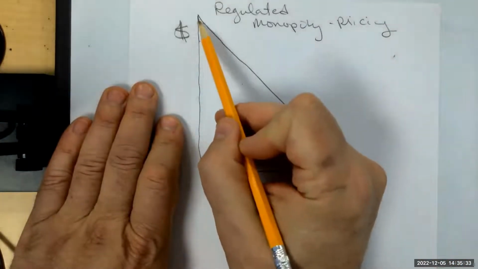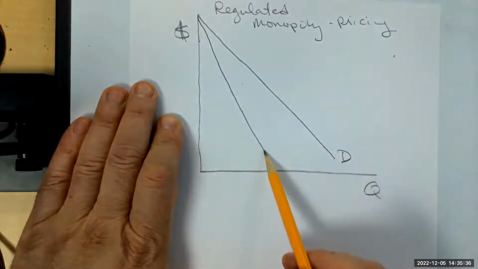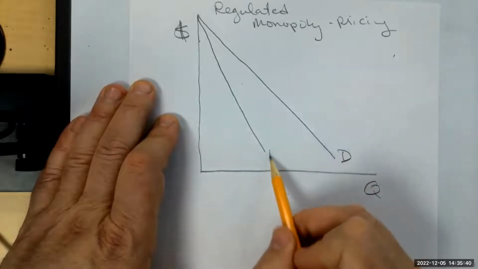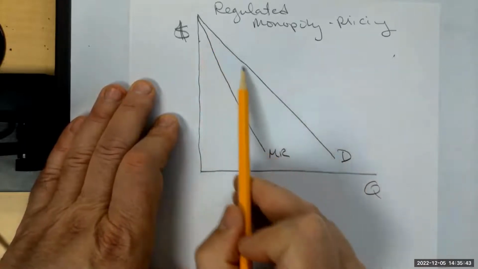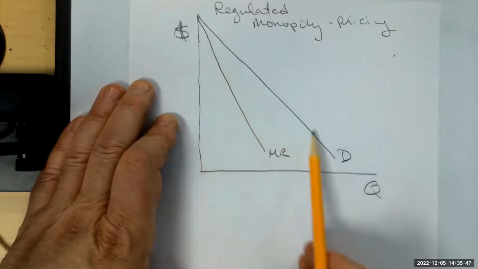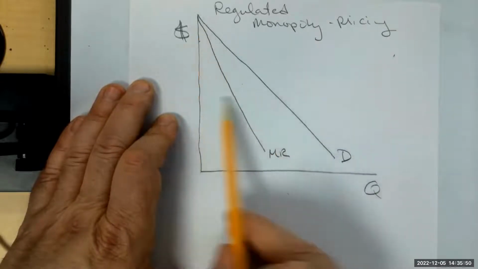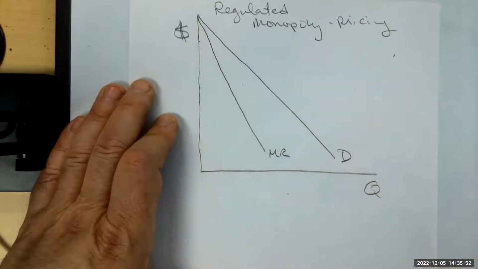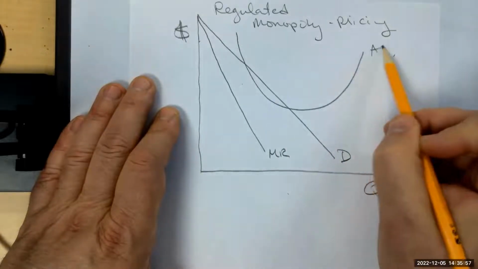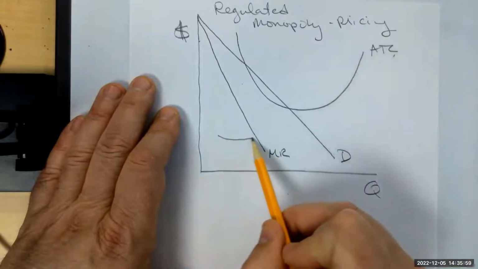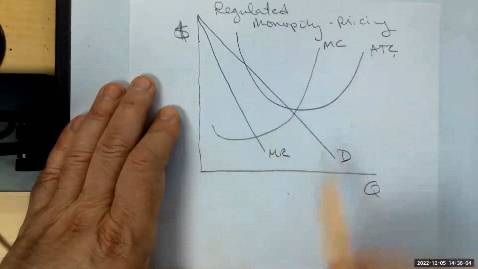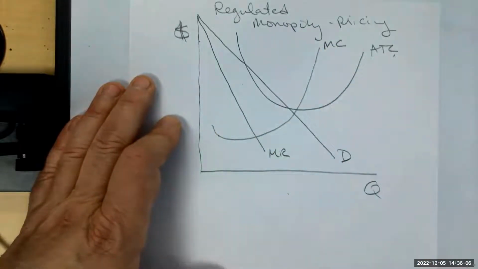Remember, we have a marginal revenue curve that comes in halfway between the origin and the x-intercept of the demand curve. Because recall, as quantity is increasing, we're charging a lower price. So our marginal revenue is decreasing rather than staying the same, compared to perfect competition. Let's show our average total cost curve here. Let's show our marginal cost curve coming in through that minimum point of ATC.